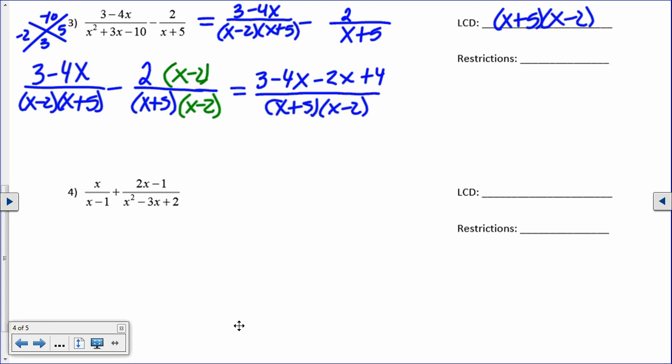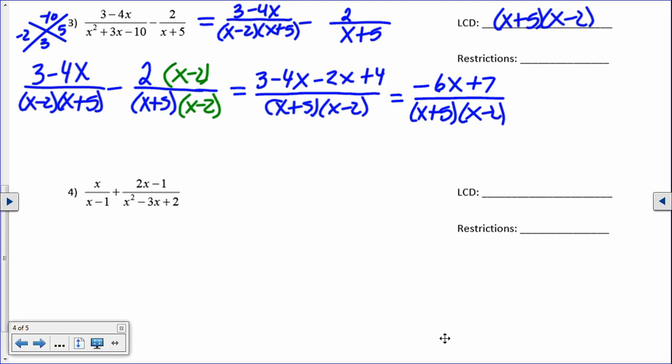Alright, now what? Combine my terms. So if I do that, what would the top look like? 7. And then the bottom has my denominator. Now remember in the previous example, what do you have to check for before you actually say this is your final answer?